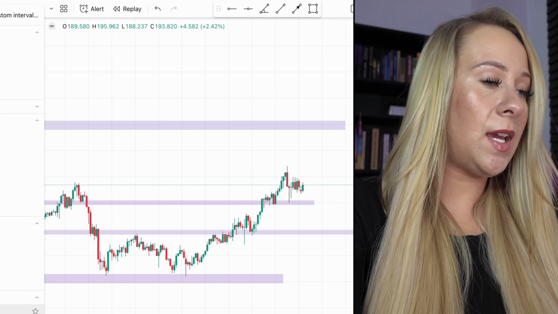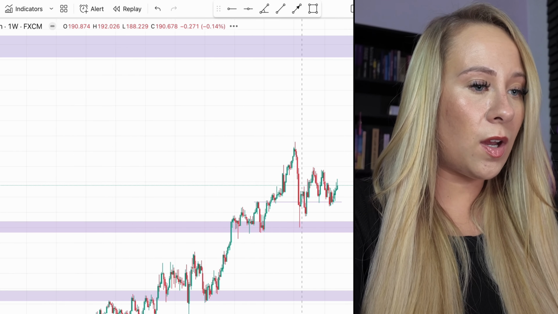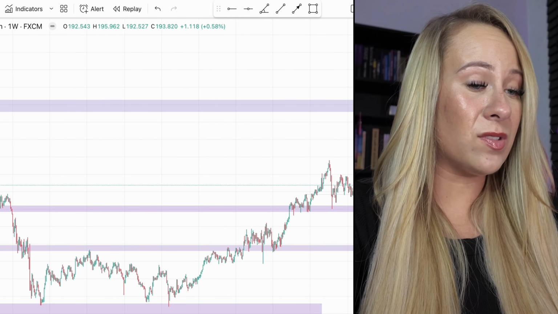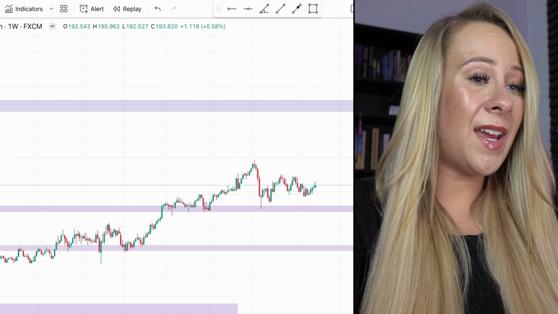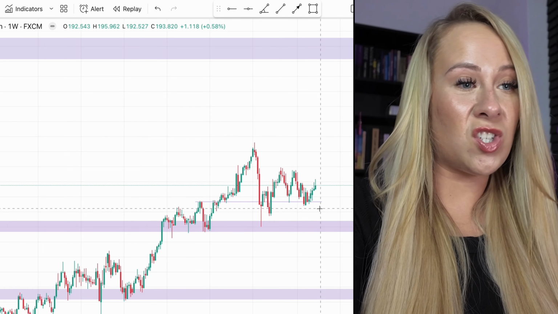So monthly, and then the weekly levels just stay the same. As you can see, price is just reacting from these levels that I've drawn. And again, GJ, there's just not really any structure to it.